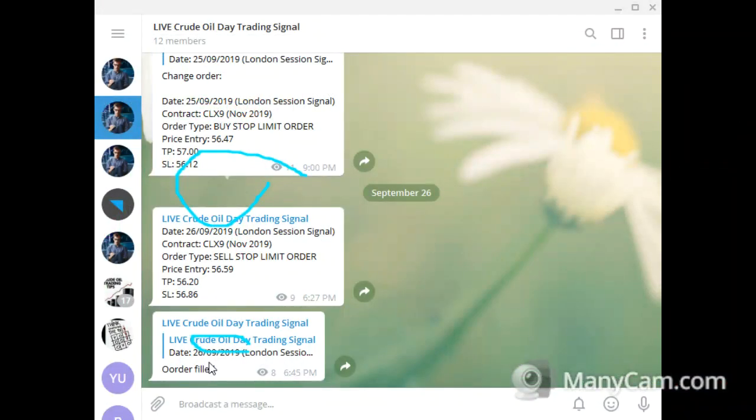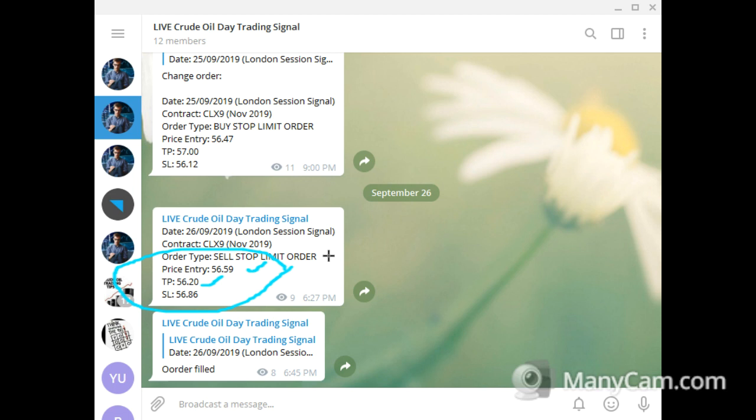So I just sent out a sell signal during the London session. This is the sell signal provided at 56.59. Target is 56.20, so the lowest it goes to is 56.29. Some of you already exited at profit.